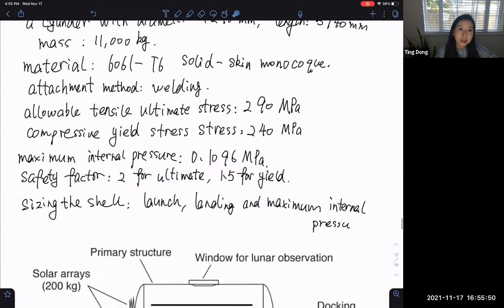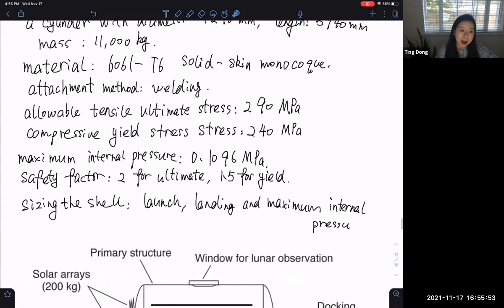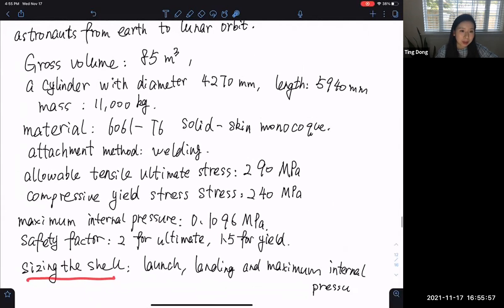So the goal of this structure analysis is to find the optimized shell. Basically, it means that it needs to withstand the total weight or the load factor I will show you later, to make sure that it is safe based on this safety factor. And at the same time, the thickness should be minimum to satisfy these requirements. Then we can call it an optimized structure.